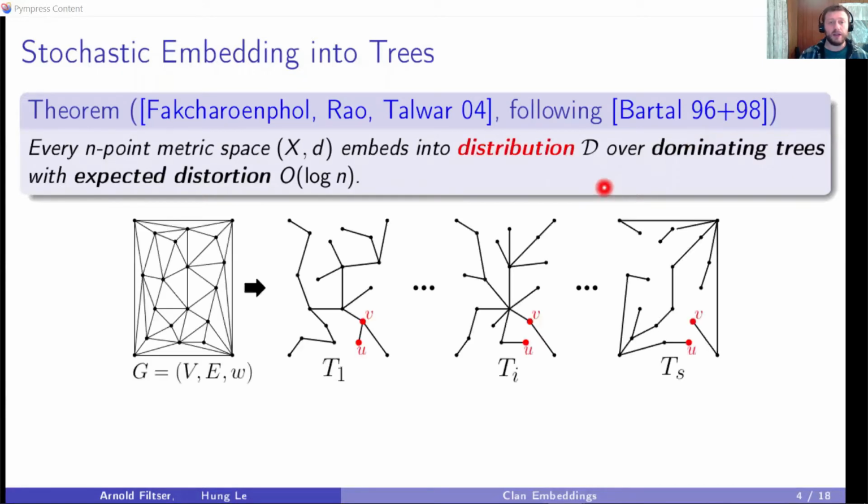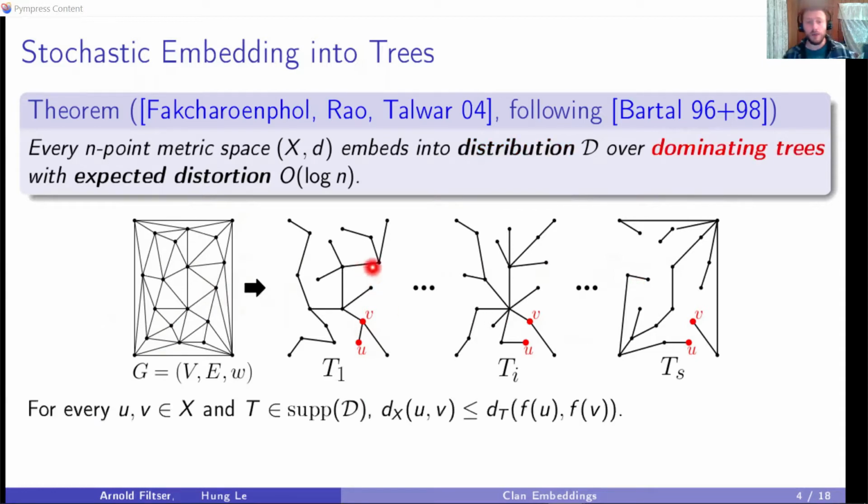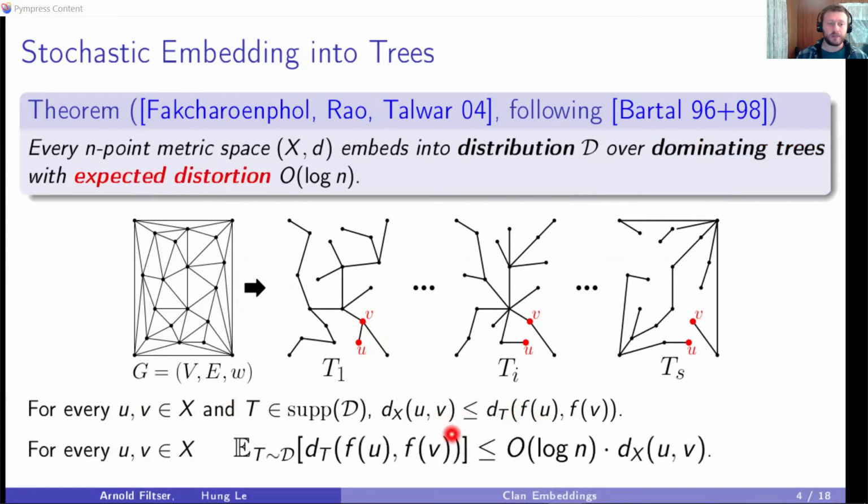So let's break down this theorem. We have some metric space X, and there's a distribution over embeddings of this metric space into trees. Each such embedding is dominating, that is, for every pair of points u and v, and for every tree T in the distribution, the distance in the tree is at least as large as the original distance. In addition, for every pair of points u and v, the expected distance is at most log n times larger than the original distance. And therefore, it's very nice.